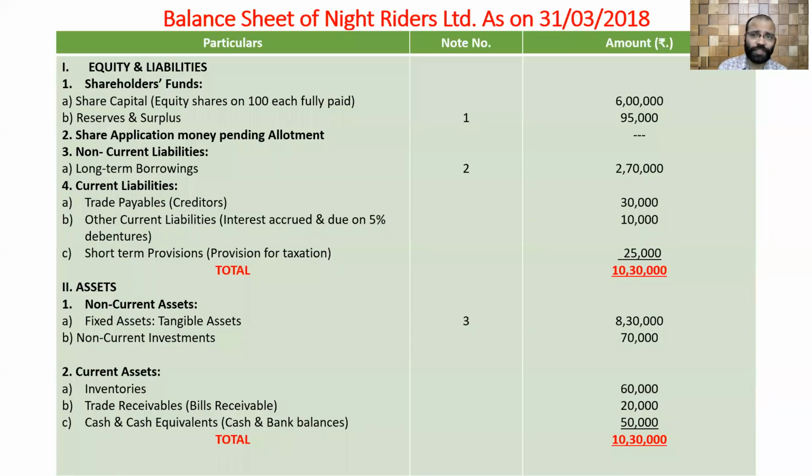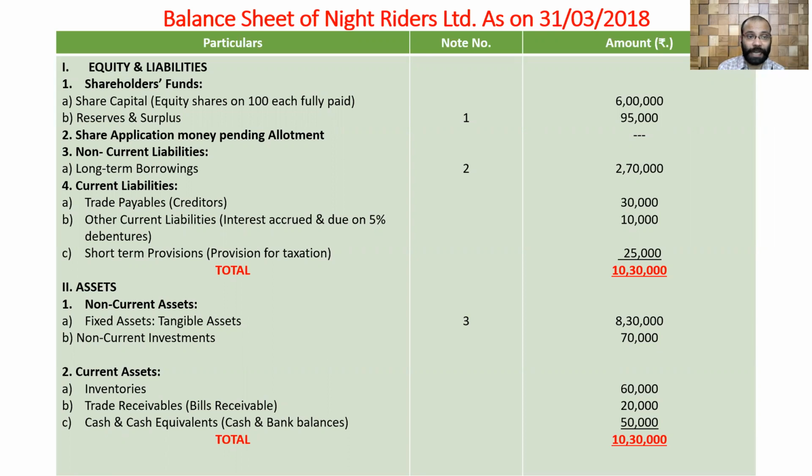Now let's go back to the balance sheet. Balance sheet of Knight Riders Limited as on 31st March 2018, with three columns: particulars, note number and amount in rupees. The first one is equity and liabilities. Under that we have the shareholders' funds: share capital, equity shares of rupees 100 each fully paid up, 6 lakhs as given in the question, no note for that. Reserves and surplus, which we already prepared as the first note, 95,000. Then the second one is share application money pending allotment. It is not given here, so just put nil, like the previous question.